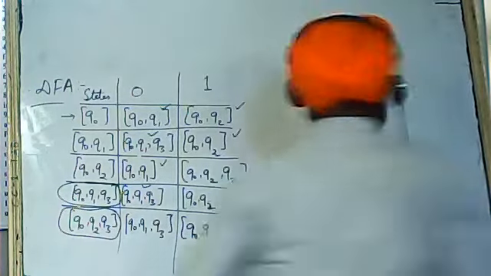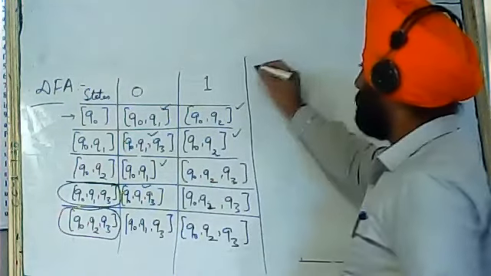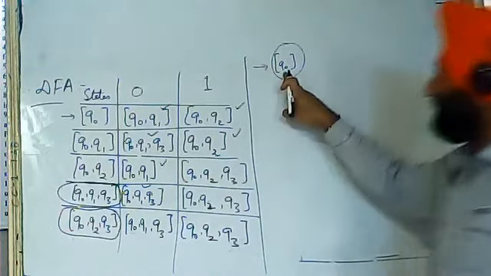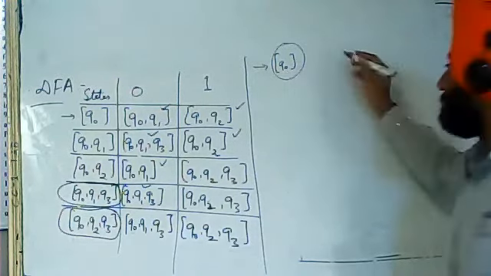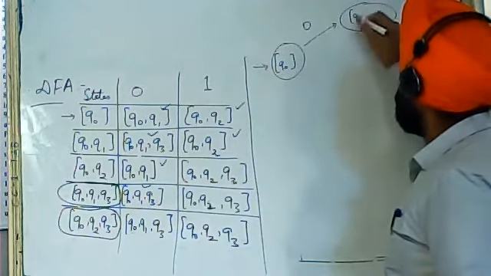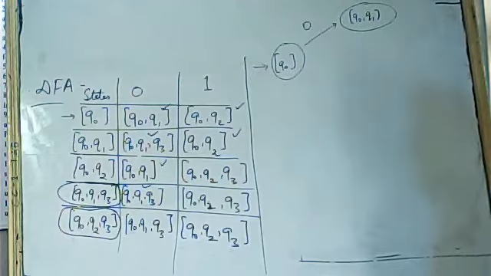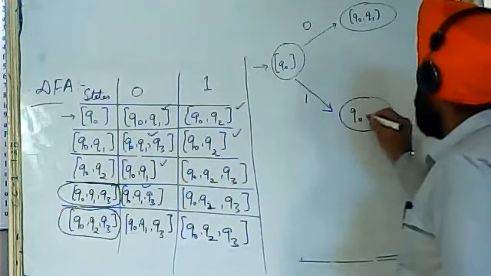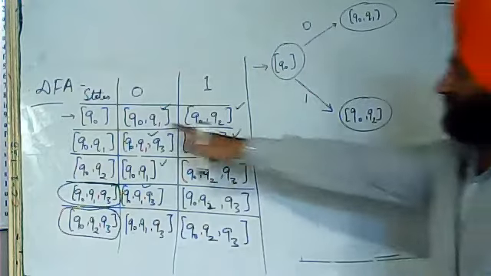So let me draw it. First of all, this initial state, remember this thing, don't forget the square bracket. So q0 upon the processing of 0 is going to [q0, q1], and upon the processing of 1 it is going to [q0, q2]. So the first row has been completed.